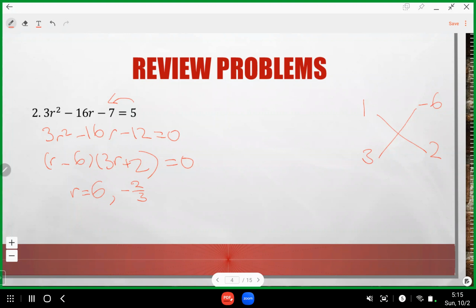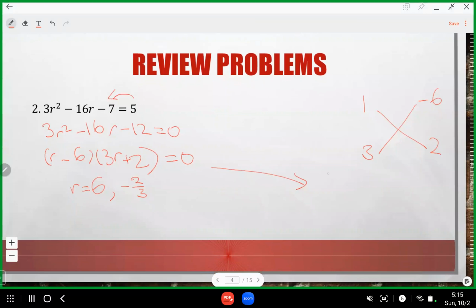Wait, why is it negative 2/3? Like, where did it come from? Okay, so what we do here is, let me just write an extra step, okay? So you get r minus 6 is equal to 0, or 3r plus 2 is equal to 0. I get it. So 3r plus 2 has to equal to negative 2/3. I get it. Okay, very good.